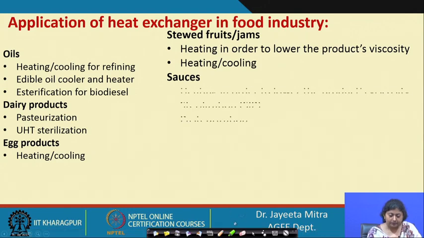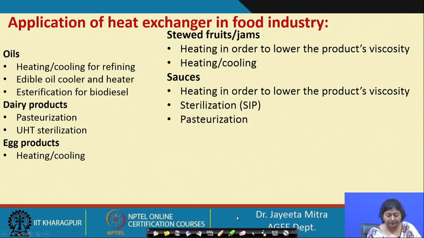Then in the sauce industry, heating in order to lower the product's viscosity, and sterilization. Mostly these fluids are not Newtonian, and that is why in the first two chapters of this particular course we discussed the rheological nature of the fluids, because they will vary significantly based on shear stress and temperature. Okay. So their structure will change. For that matter, the rheological understanding of the products is also very important.